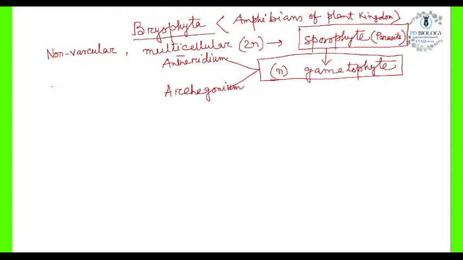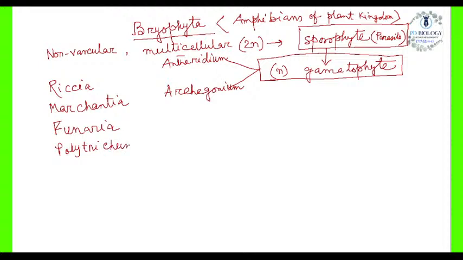So the prime bryophytes are Riccia, Marchantia, Funaria, Polytrichum, and Sphagnum. So these are the prime important bryophytes.